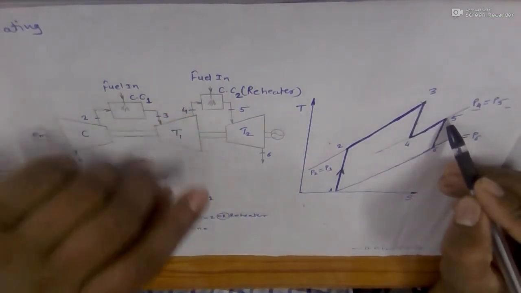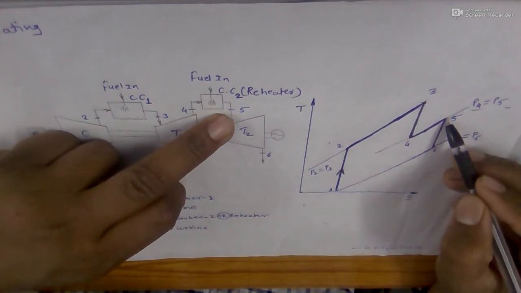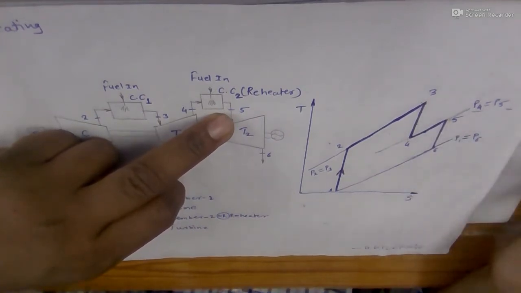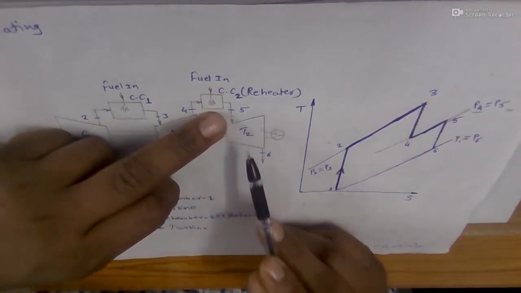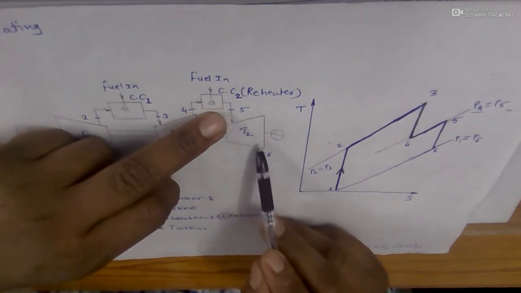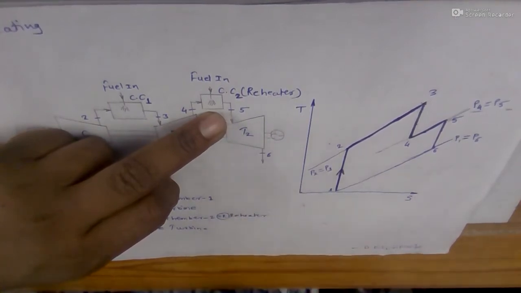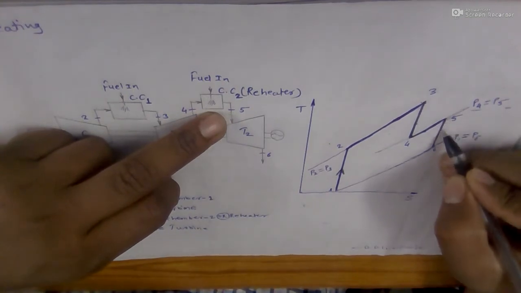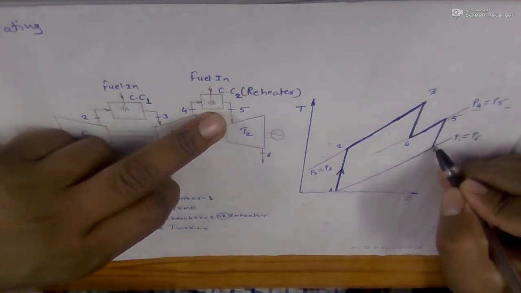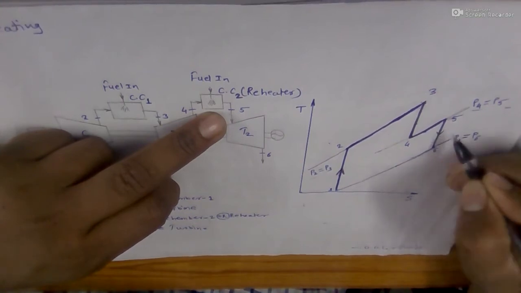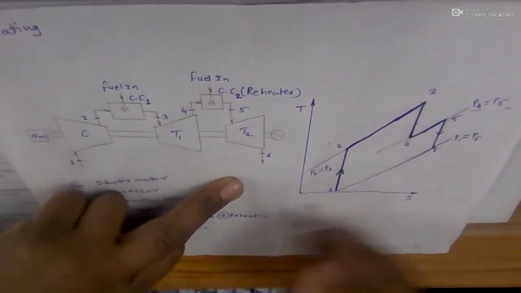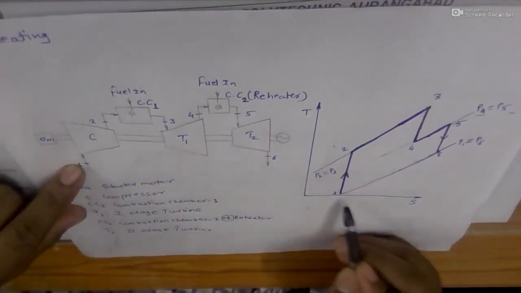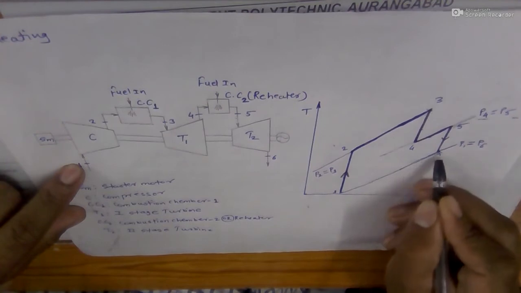After that you reach point 5. After point 5 you have an expansion process inside the second stage turbine, or second turbine, or low pressure turbine. So during state 5 to state 6 you have an expansion inside turbine 2, and that expansion is again isentropic, and due to that it follows a vertical downward line. Okay, and it reaches point 6 right now. So this is point 6 and this is point 1, and there is a very thin line drawn between state 1 and state 6.